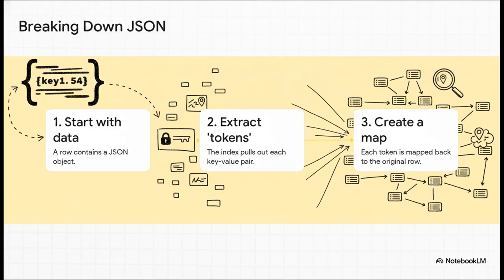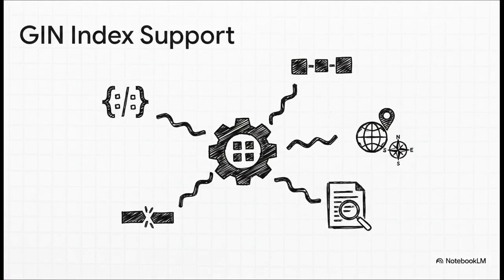It just looks up that specific token in the index and instantly gets a list of every row that contains it. It's that simple. And this is not just for JSON. This is why it's a generalized inverted index. CockroachDB can use this same powerful technique for arrays, for full-text search vectors, and even for strings to do fuzzy searching. But honestly, one of the most exciting applications is with spatial data.